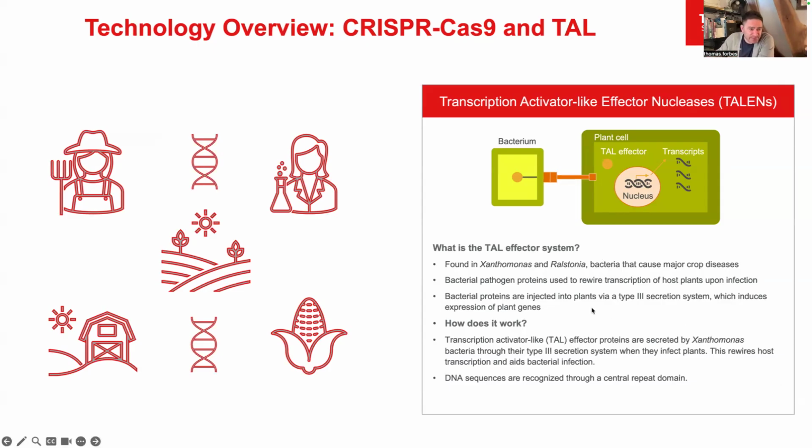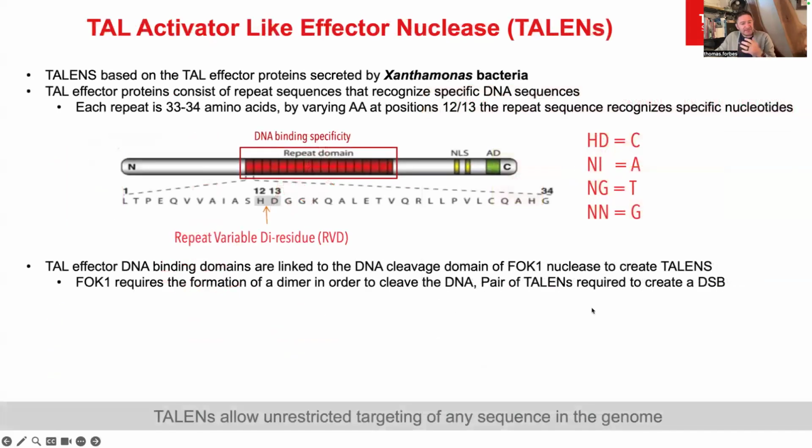So how does this work? Well, TALENs, as I said, are based on effector proteins that are secreted by certain types of bacteria, specifically the Xanthomonas bacteria. And TAL effector proteins consist of repeat sequences of about 30 to 34 amino acids. And these sequences or motifs have variable positions that recognize specific DNA nucleotide sequences, basically allowing for unrestricted targeting of any sequence in the genome.